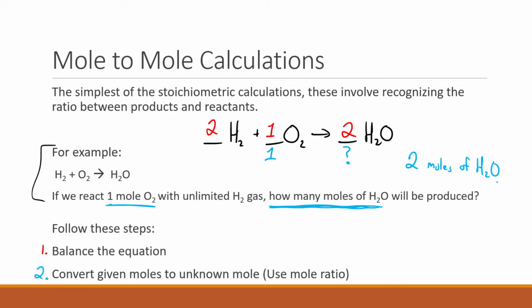If this question was a little bit different, if I had asked, if we react 3 moles of oxygen with unlimited hydrogen gas, how many moles of water do we get? We're just going to change our denominator. The thing from the question should be the denominator at all times. 1 over 3 equals 2 over 6. And so 6 would be our answer.